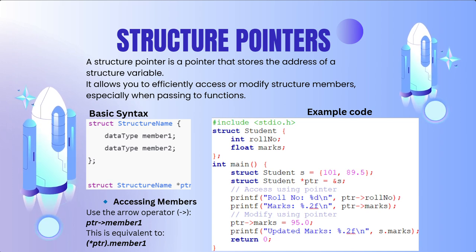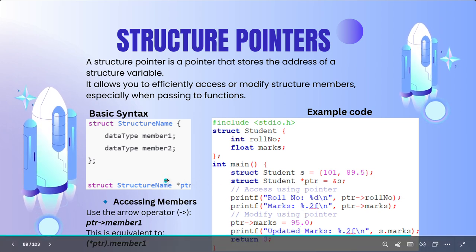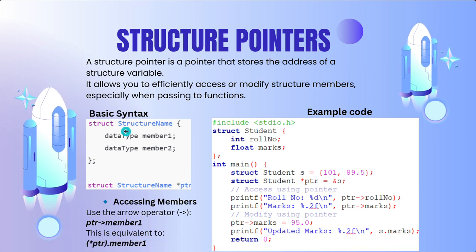Struct structure name, data type member 1, data type member 2. Then struct structure name, pointer. Okay, so here we have created a pointer of type struct structure name. We are creating the pointer which is pointing to the structure only.